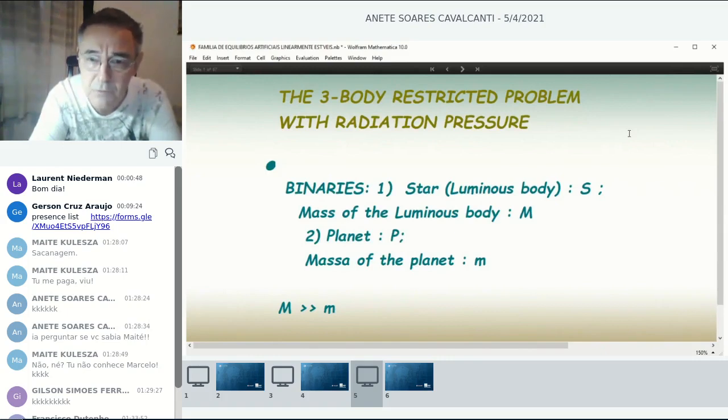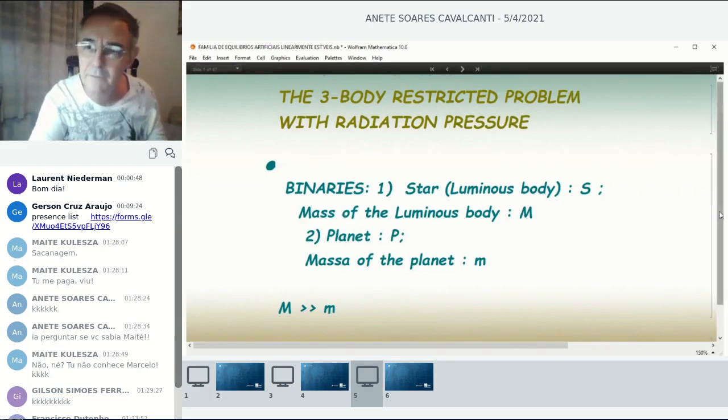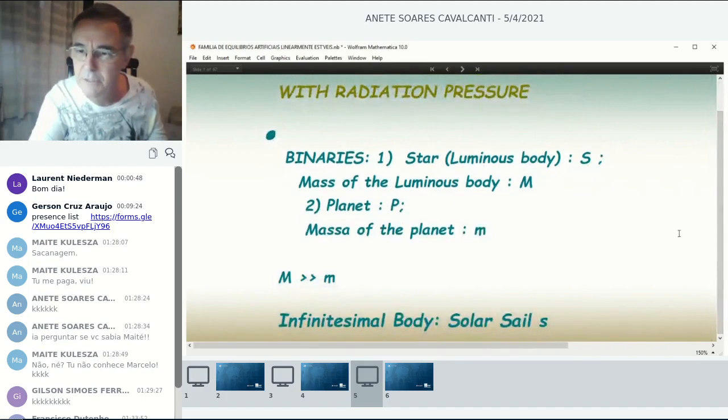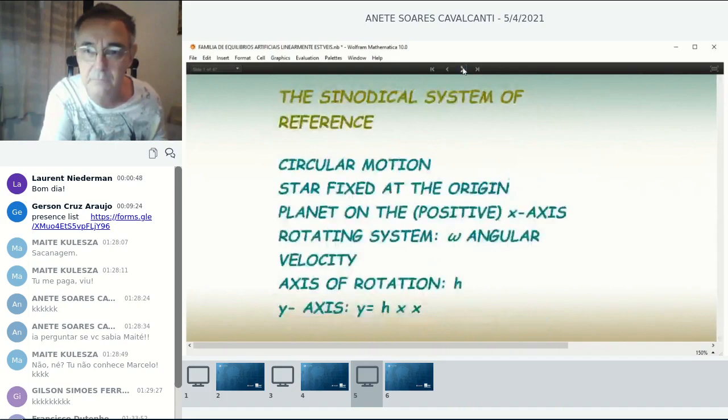So that's the motivation. So I have two binaries. One of them is luminous, and it's called a star. The other one is called a planet, and a third body with mass much smaller than the mass of the binaries, which is the infinitesimal body, a solar sail.